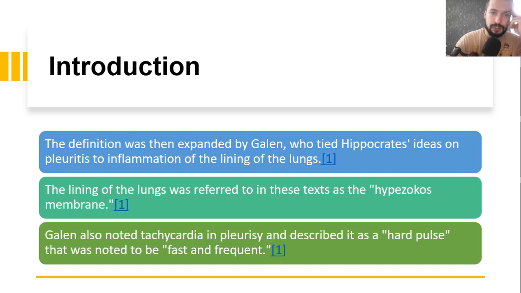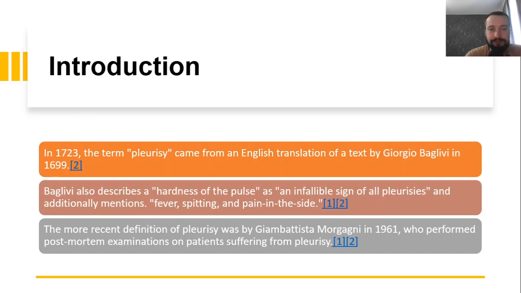The definition was then expanded by Galen, who tied Hippocrates' ideas on pleuritis to inflammation of the lining of the lungs. The lining of the lungs was referred to in these texts as the hypozocous membrane. Galen also noted tachycardia in pleurisy and described it as a heart pulse that was noted to be fast and frequent. In 1723, the term pleurisy came from an English translation of a text by Giorgio Baglivi from 1699.